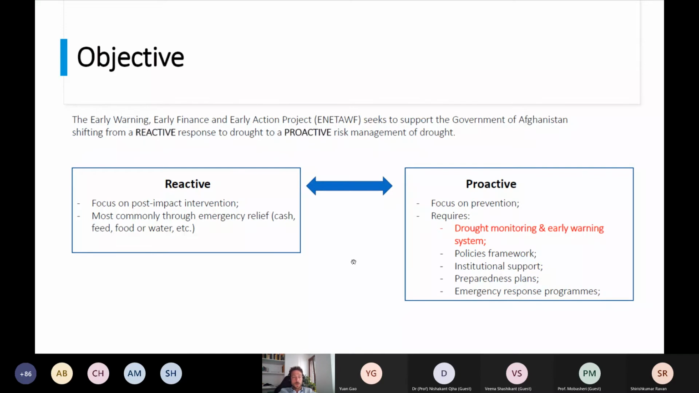So the objective of this initiative, which is called Early Warning, Early Finance and Early Action Project, is really to support the government of Afghanistan in adopting a proactive approach where prevention receives a lot of attention. We need to acknowledge the fact that in Afghanistan, drought is a recurrent phenomenon, and most probably will happen in the future as well. So the focus is more on reducing the impacts of drought and developing systems, procedures and approaches that can help us doing so. It's of course not a simple task.